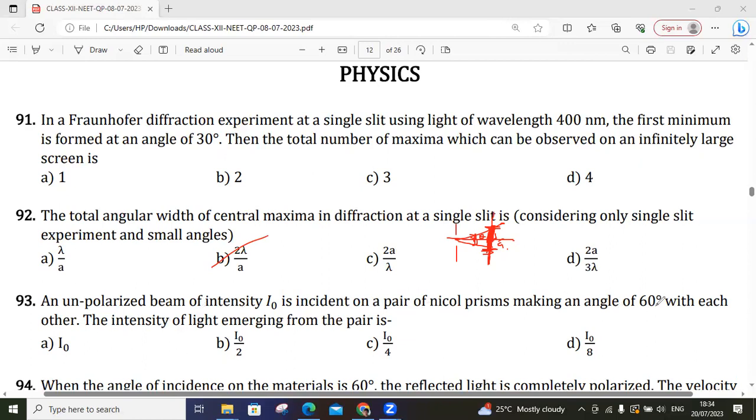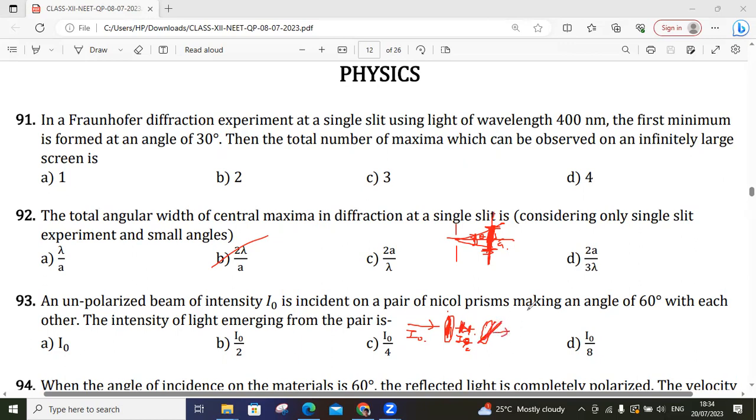Then 93rd, an unpolarized beam of intensity I naught is incident on a pair of nickel prisms making an angle of 60 degree with each other. The intensity of light emerging from the pair is, okay. So a pair of nickels are there. So here unpolarized light is coming of I naught. So here it will be I naught by 2, correct, when it polarizes. And they are at 60 degrees. And whatever pass axis it has, that pass axis it will also have. And angle between this pass axis and this pass axis is 60 degree.